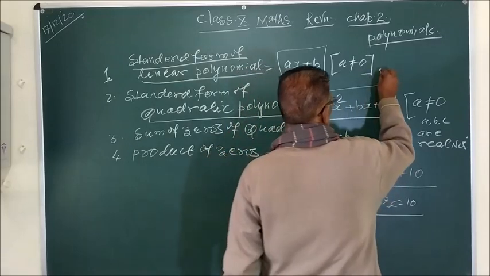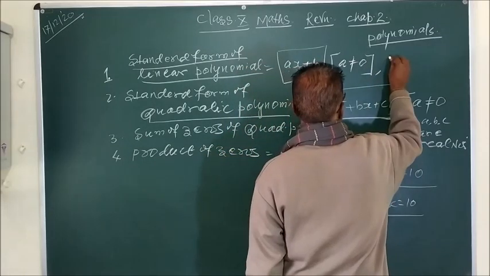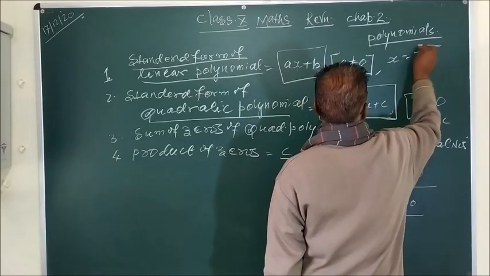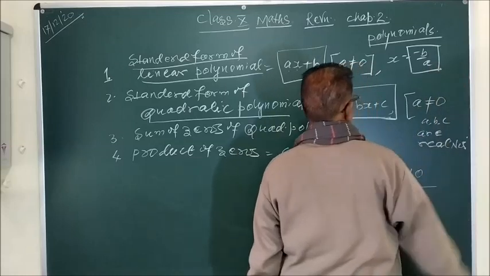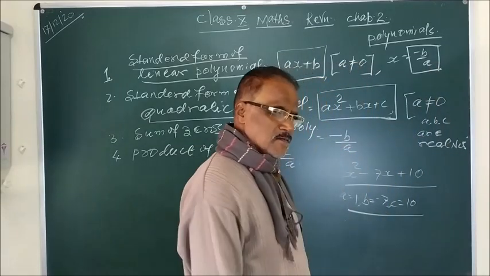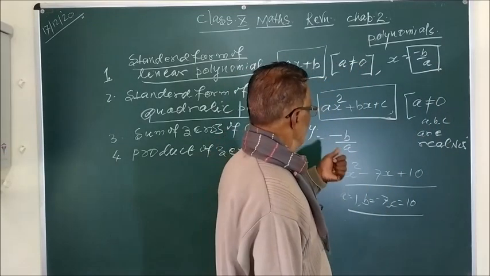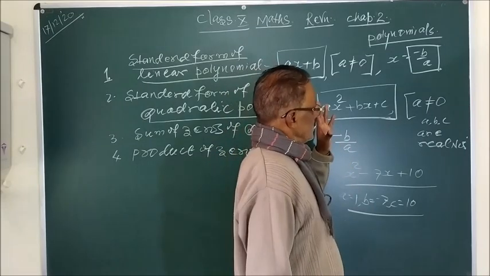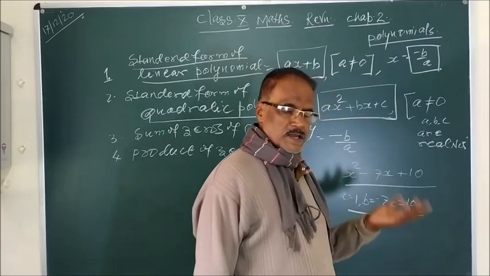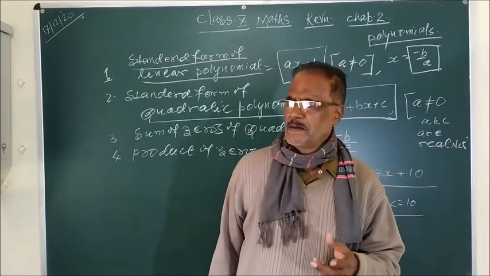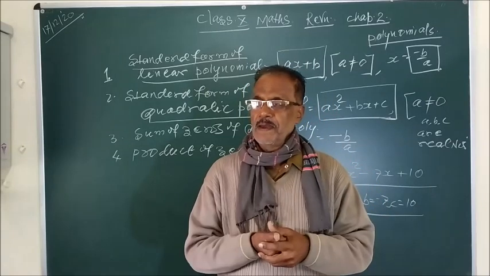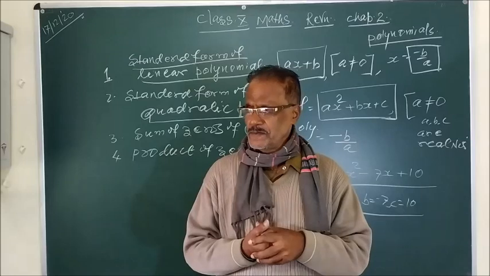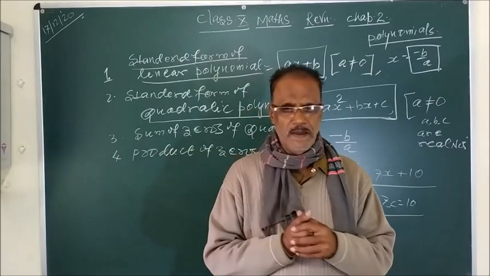Here, find the zero. What is the value of x? X is equal to minus b by a, for a linear polynomial. This is called the zero. Zeros means the value of x. If you put that value or those values, then on simplification you will get 0. So zeros are the values of the variable. On putting them in the polynomial, the total value of the polynomial becomes 0. That value is called the zero of the polynomial.